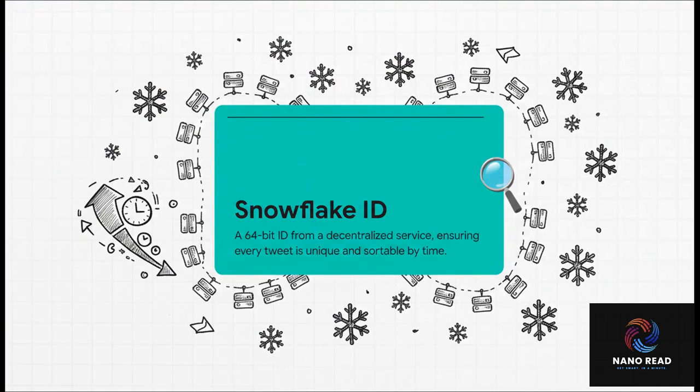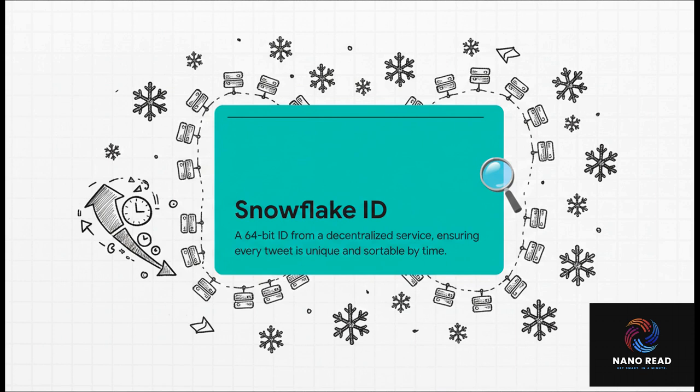Well, X came up with this brilliant solution called Snowflake. It's a super clever, decentralized way to create unique IDs. And that decentralized part is key, right? Because you've got thousands of servers all handling tweets at the same time. A single central ID giver? No way. It would just bottleneck and crash. But the real genius of Snowflake is that the IDs it creates are also instantly sortable by time.